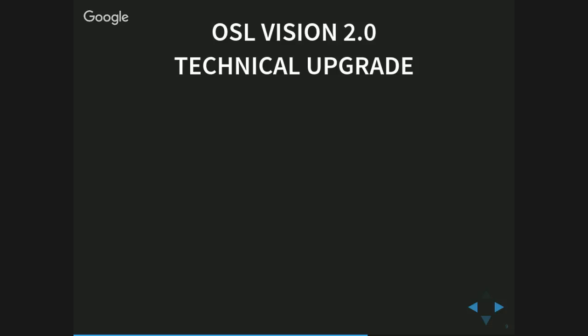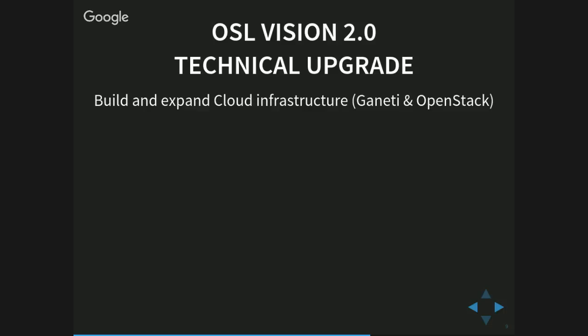The first thing we want to do is a big technical upgrade. We've had a lot of technical debt over the years. We want to build and expand the infrastructure we currently use and make it better and easier to deploy and manage. So, make GNU better, make OpenStack better. We think we need both. We don't need one or the other. We need them both. We actually want to build some automated build services as well.